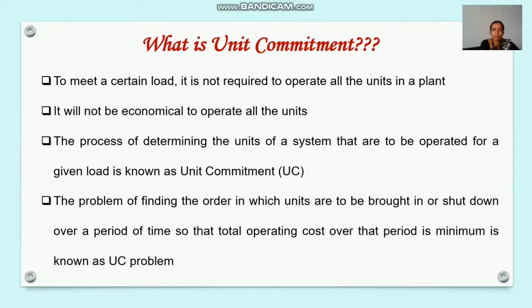So in order to supply 500 megawatt, 3 generators are enough, right? 3 generators together will have a capacity of 600 megawatt. So for supplying 500 megawatt, we need not turn on all the generators together. We can supply that power by turning on only 3 generators.